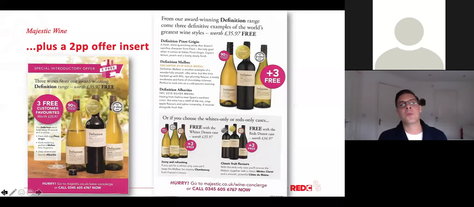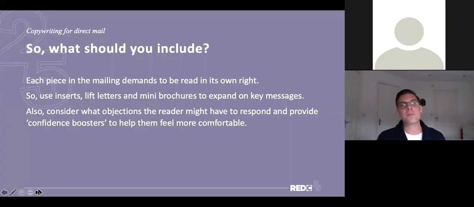So Majestic have included a leaflet saying these are the free bottles of wine. The job of this leaflet is to say, we're giving you these wines free, but these are not poor bottles of wine. These are really, really good. They're from our award-winning Definition range. It explains why this is a really, really good offer.